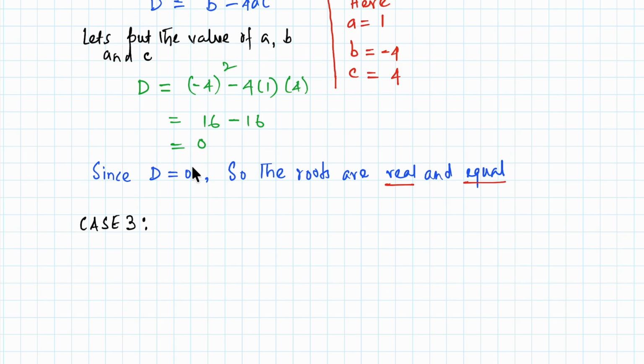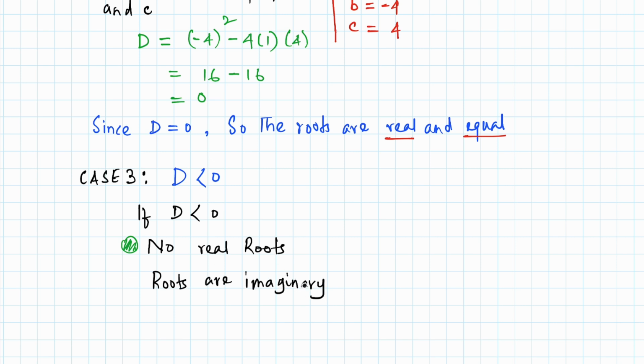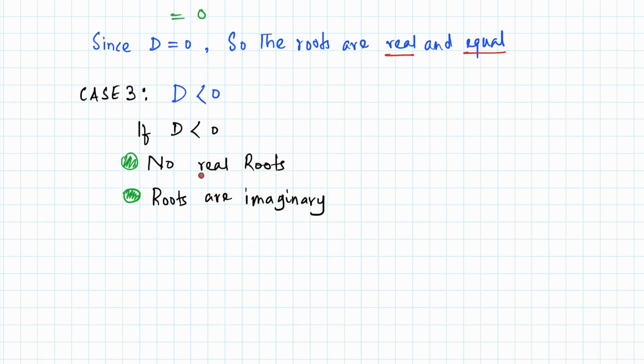Now case number 3, if d is less than 0. Then there will be no real roots. So the roots are not real, and the roots are said to be imaginary. So no real roots, and the roots are imaginary.